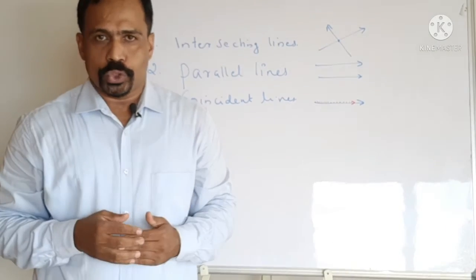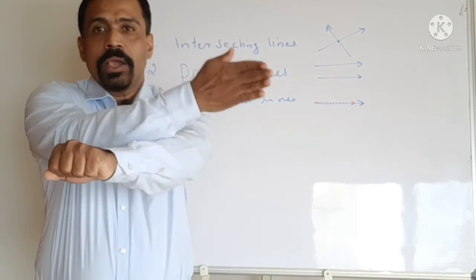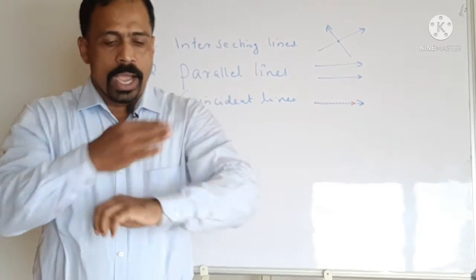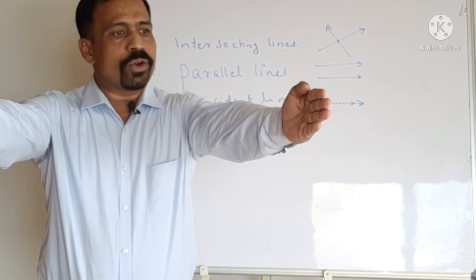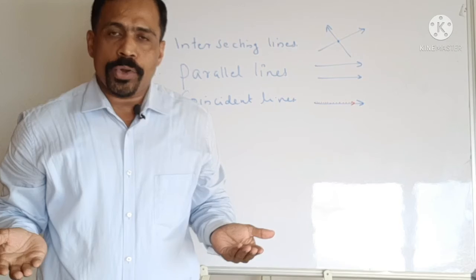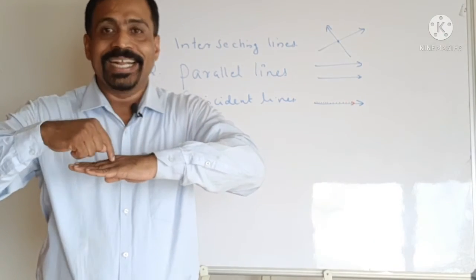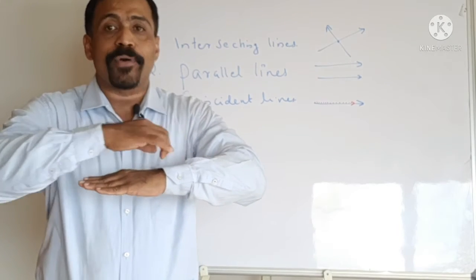Now, let us see the solutions. In the intersecting lines, they have only one solution. As far as the parallel lines are concerned, they are not meeting each other, so there is no solution at all. What about the coincident lines? There will be a number of solutions because they are touching each other at a number of points.